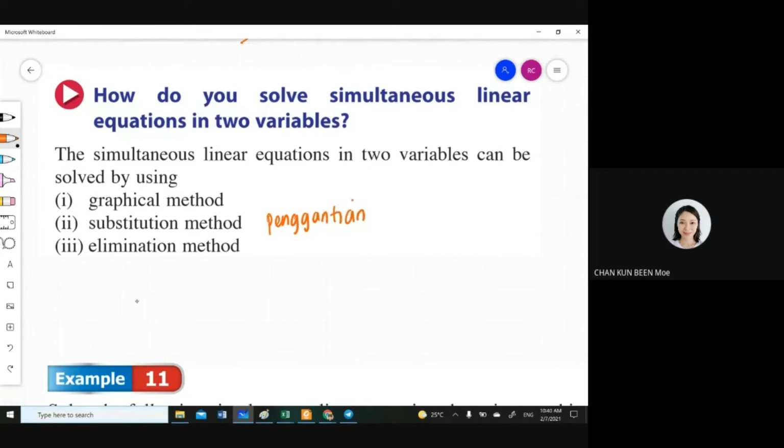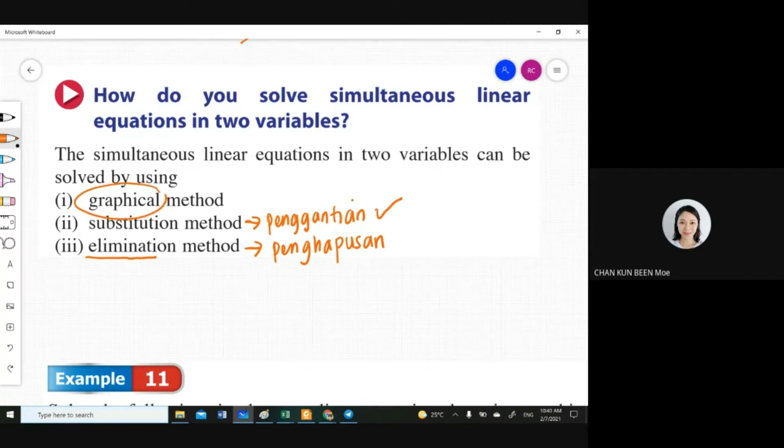And then elimination method adalah kaedah... boleh teka? Penghapusan. Eliminate maksudnya hapus. So elimination method, penghapusan. Okay? Senang saja kedua-dua kaedah ini. So we look at kaedah penggantian later because we still have one example on the graphical method.